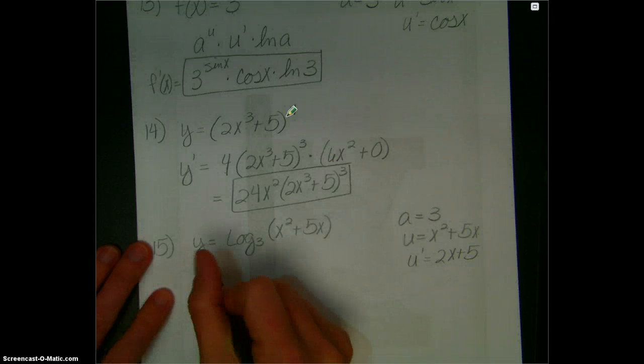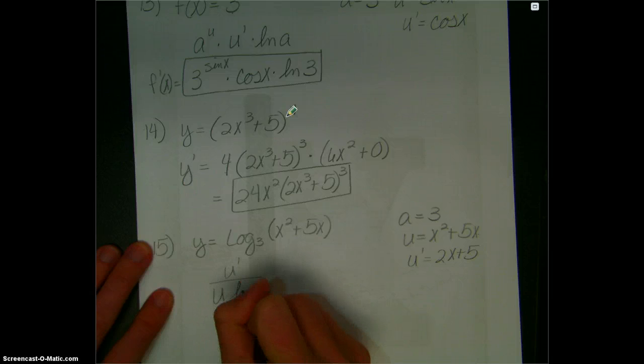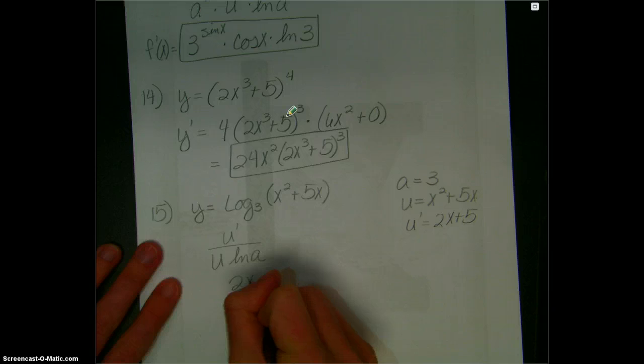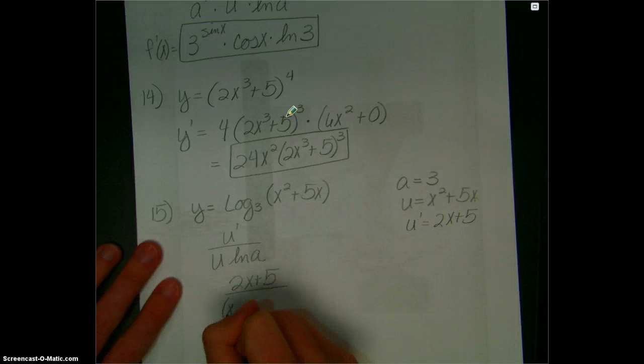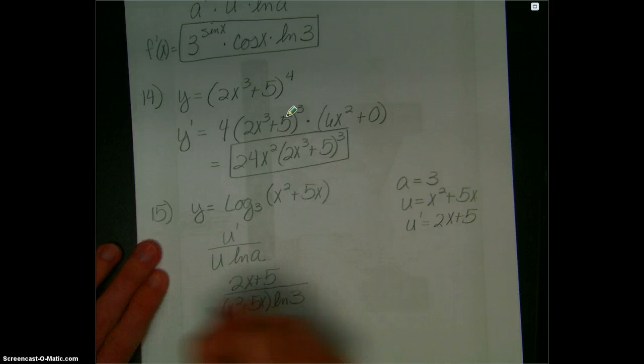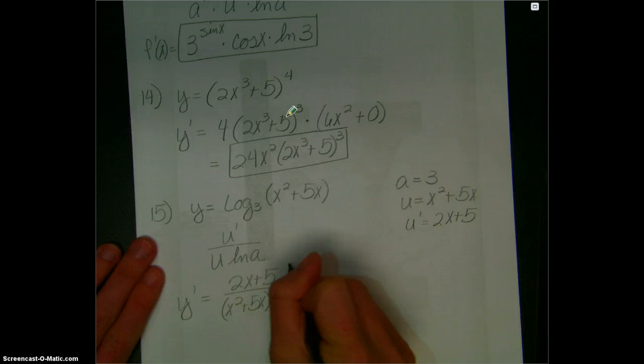So my formula for this tells me to do u prime over u times the natural log of a. So u prime is 2x plus 5, and I'm going to divide by x squared plus 5x. I need some parentheses around that so that if we were going to work it out, we would distribute our natural log of a, which is 3. And there's y prime right there. And again, that right there is a perfectly fine answer.